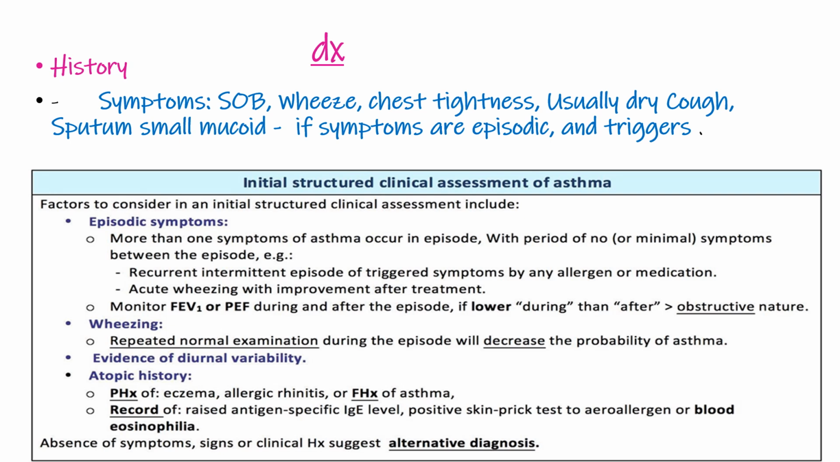Today we are going to talk about diagnosis and treatment of asthma. So, diagnosis, as we all know here, we start with history and examination. So, history, the typical symptoms of asthma, that is shortness of breath, wheezing, chest tightness, and dry cough, among other symptoms. This is just a table to show you what you will ask in your history, and that will help you to identify if this is asthma or not. So, absence of signs and symptoms of asthma and clinical history suggestive of asthma, then you look for alternative diagnosis.